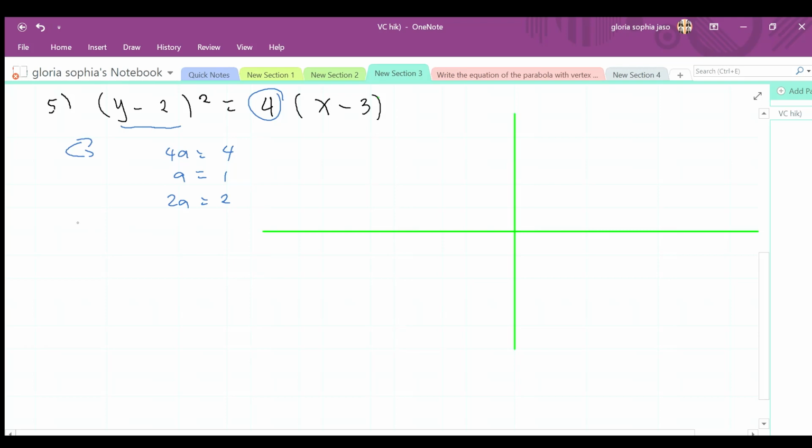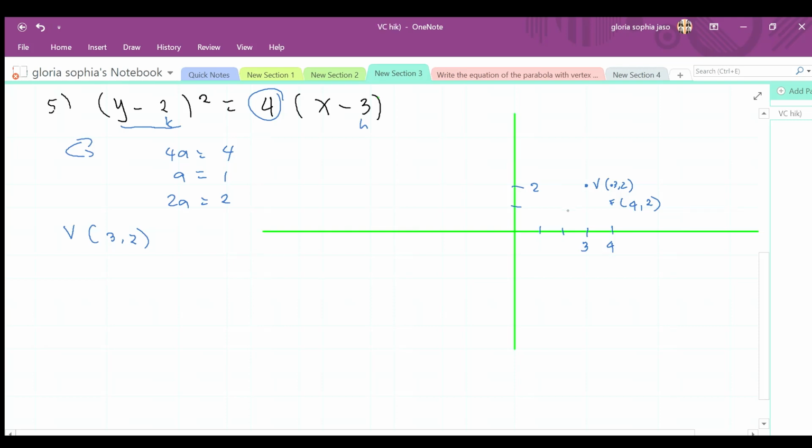So first step is to locate our vertex. Vertex is at h, k. So this is h and this is k. So vertex is at 3, 2. Okay, so since our parabola will open to the right, we will move a units to the right for our focus. So F will be 4, 2 for our focus.